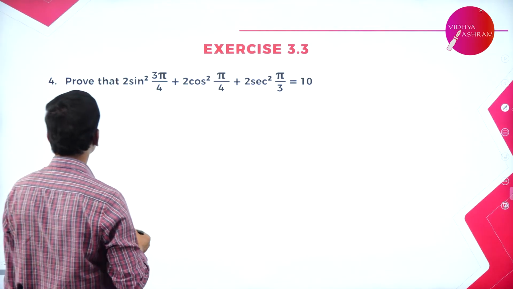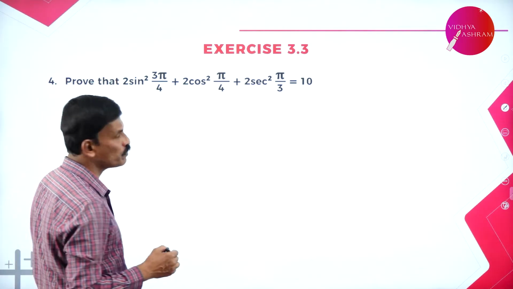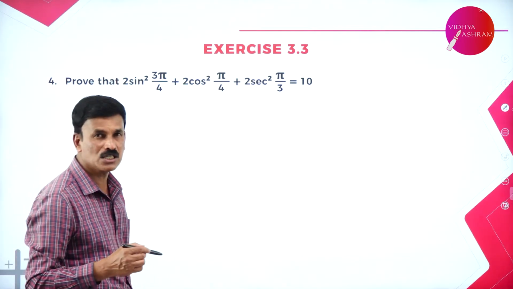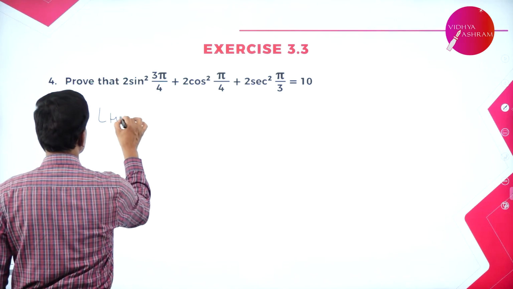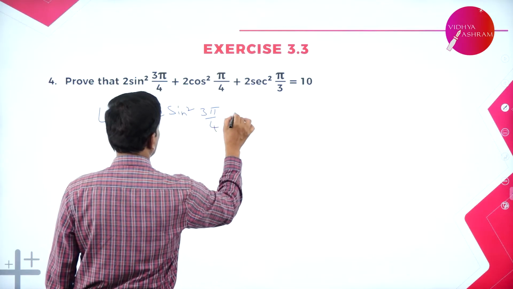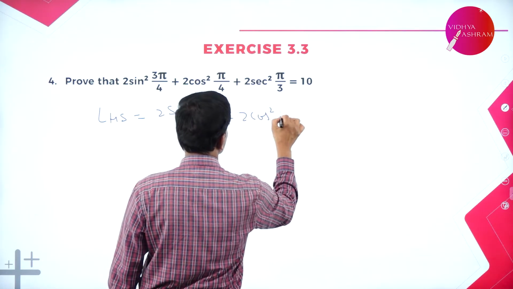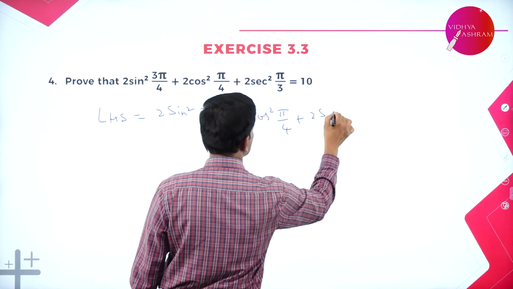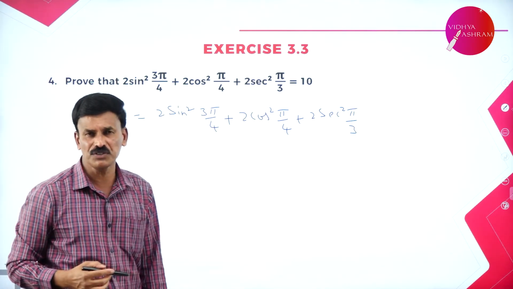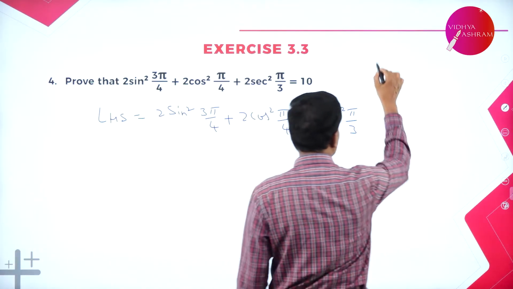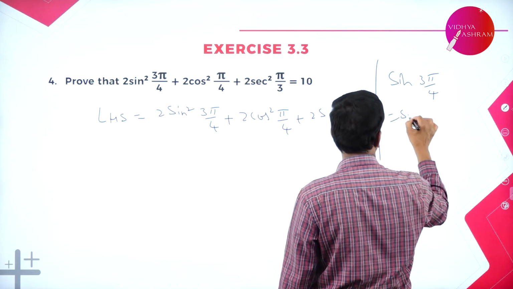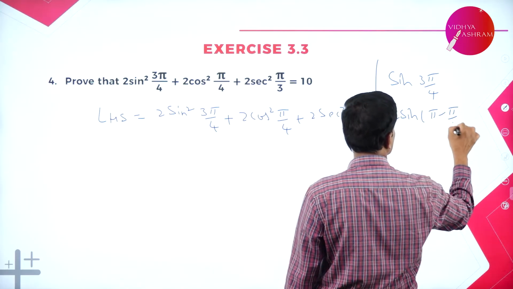What is the next problem? Prove that 2 sin square 3 pi by 4 plus 2 cos square pi by 4 plus 2 times secant square pi by 3 is equal to 10. Let us take LHS. What is LHS here? 2 sin square 3 pi by 4 plus 2 cos square pi by 4 plus 2 secant square pi by 3. Now here 3 pi by 4 is 45 into 3, which is 135 degrees. Let us convert this first. Sine of 3 pi by 4 can also be written as sine 180 minus pi by 4.